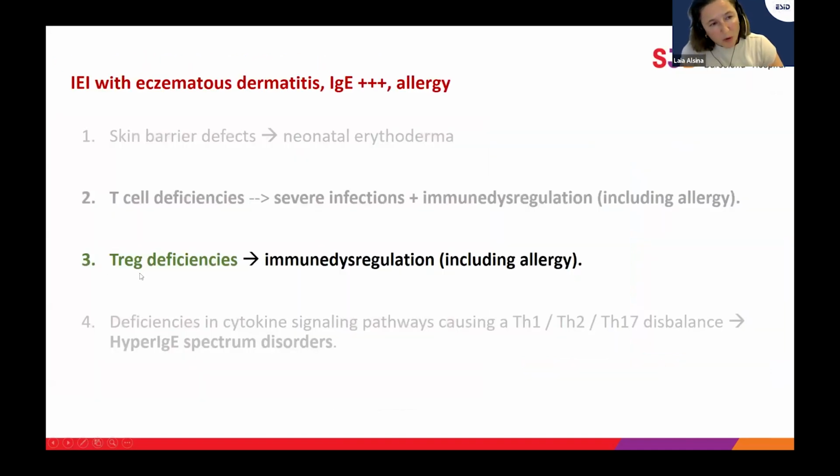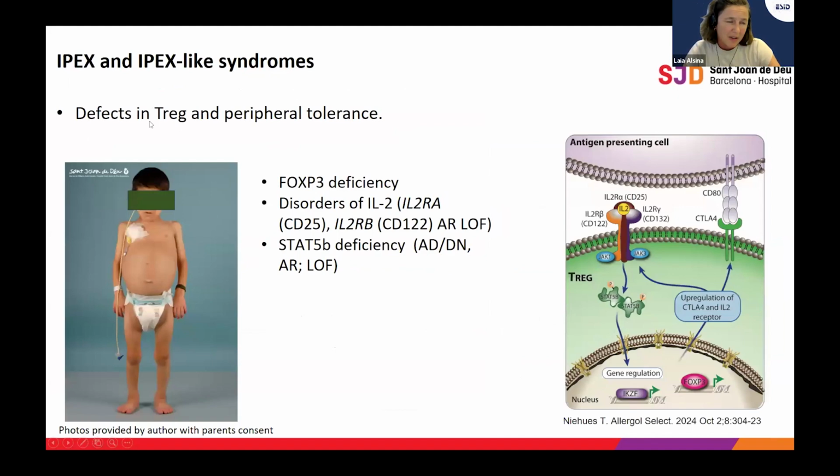Then we have the third group in which the problem is specific to Treg dysfunction. And of course, we have IPEX as a typical related disease, but also IPEX-like syndromes with other genes related to the pathway necessary for Tregs to function, and they will give rise to this immune phenotype of immune dysregulation. That, of course, allergy is a small part of this immune dysregulation. These patients will have early onset autoimmunity and early onset enteropathy, such as this patient with total parenteral nutrition because of this autoimmune enteropathy.